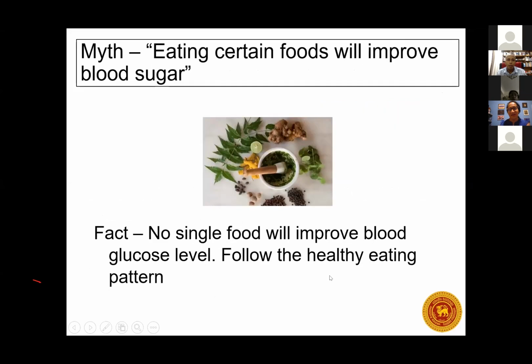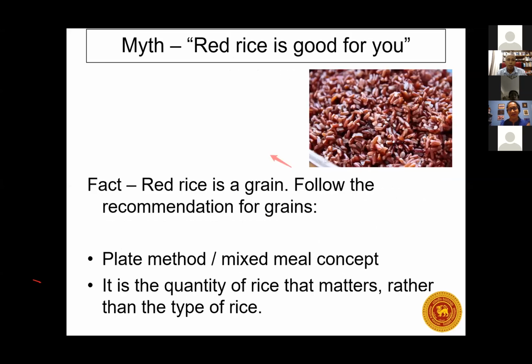Okay, so the next myth is that eating certain foods will improve blood sugar. So in Sri Lankans, we are very fond of asking, what are the things good for diabetes? What foods are good? Well, there is no single food which is good for diabetes. So no single food will improve blood glucose level. You have to follow the healthy eating pattern.